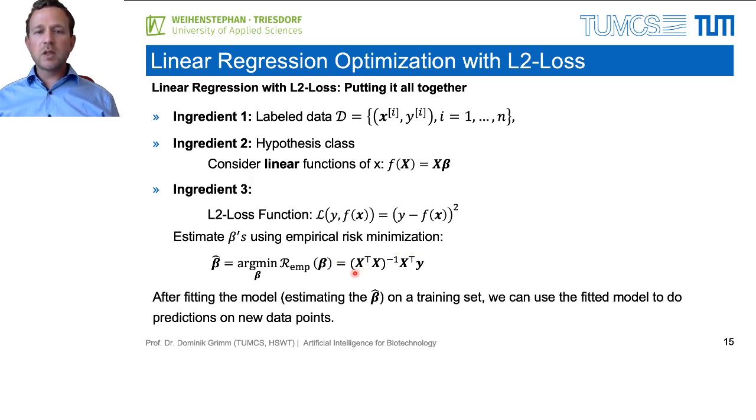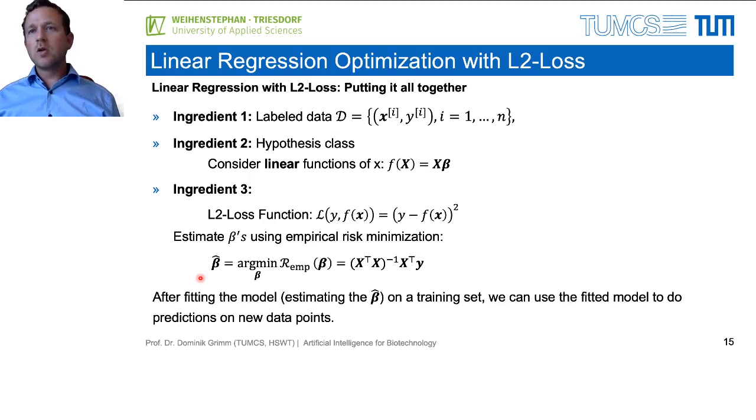So what we have to do is we take our training data, we compute this small equation here, and then we already have our betas. Then we can use these estimated betas to fit a linear regression model, and then we can predict on new data points. That's all we have to do.